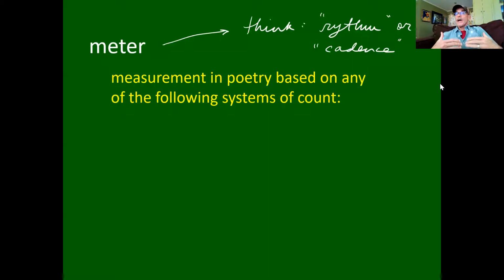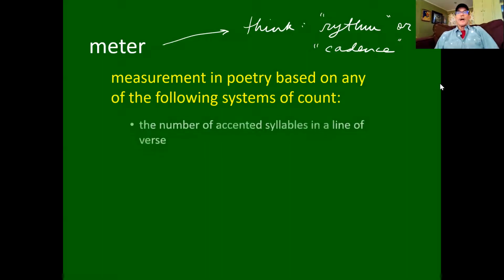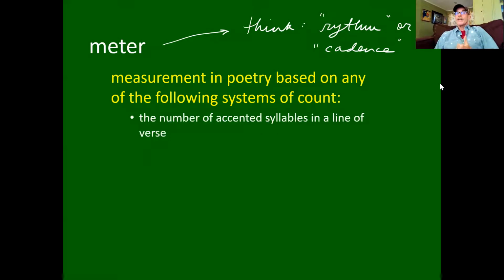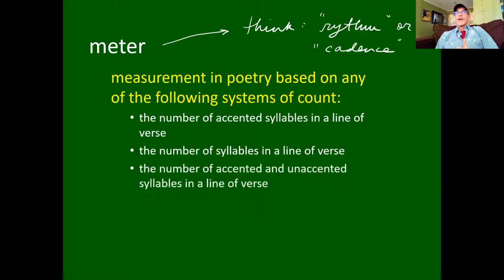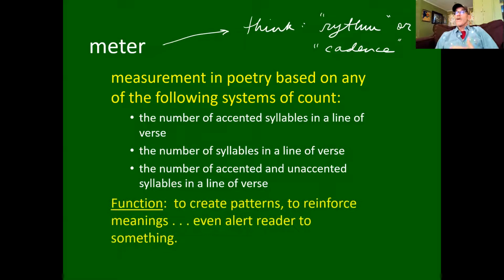So meter is a measurement in poetry that's based on any of the following basic systems of count. And we're talking about English poetry here. So the number of accented syllables in a line of verse, otherwise known as stressed syllables. The number of syllables total in a line of verse. The number of accented and unaccented syllables, which occur in defined, easily recognizable combinations. The function of all these things is to create patterns, to reinforce meaning, and maybe even alert the reader to something.